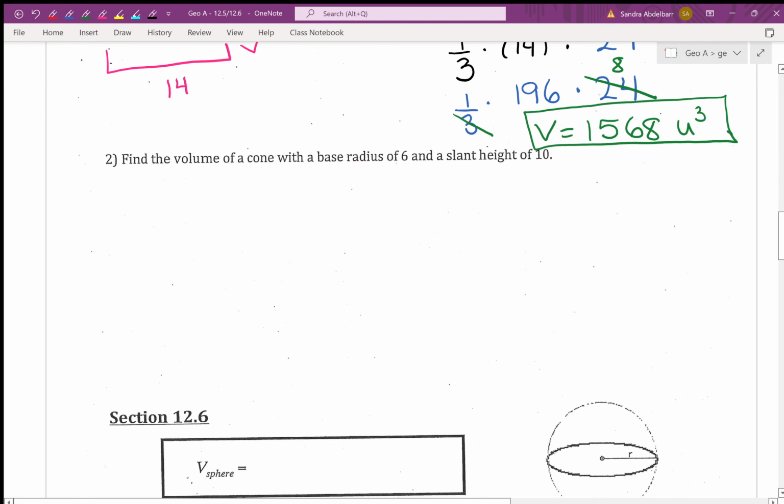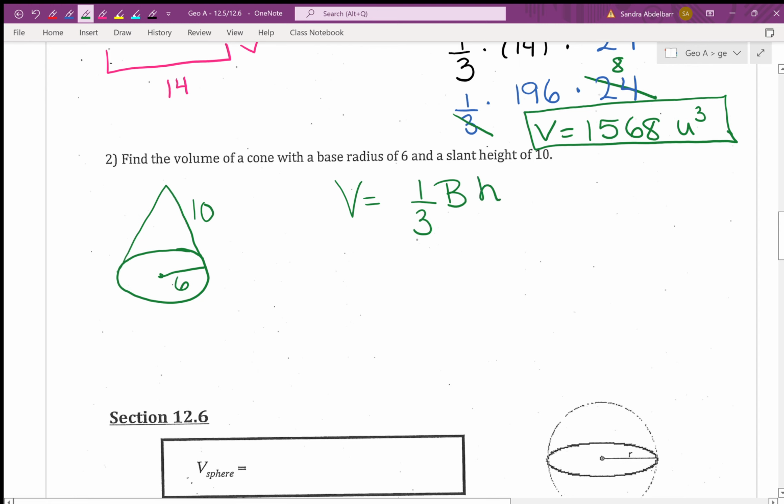Okay, next one. Find the volume of a cone with a base radius of 6 and a slant height of 10. So I'm going to draw this. Here's our cone. Our base radius is 6 and our slant height is 10. So the volume of the cone is going to be 1/3 capital letter B times H, which is 1/3, and then the area of the base times the height of the whole cone.